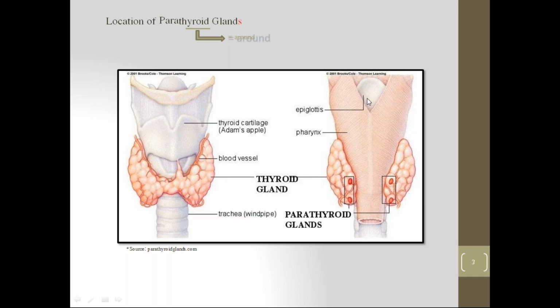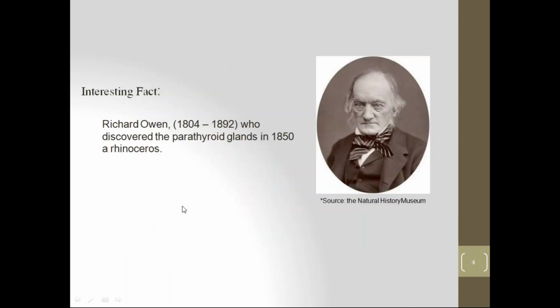This is the epiglottis. Below the epiglottis, the pharynx will be there. These are the pharyngeal muscles. The parathyroid glands are closely related to the pharyngeal muscles. Richard Owen, who lived from 1804 to 1892, discovered the parathyroid glands in 1850 in a rhinoceros. So Richard Owen first discovered the parathyroid glands.